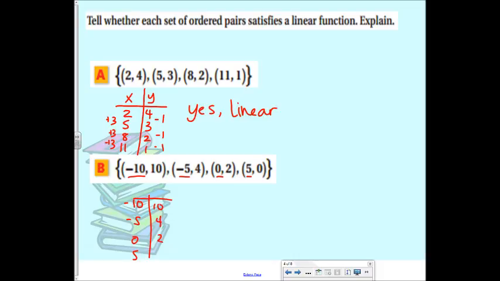And then how do I check if it's linear? If there's a constant rate of change. What's the rate of change for my x's? Plus 5. And it works all the way down? What about my y's? Minus 6, minus 2, minus 2. Okay, so is that a constant rate of change? So we would say, yes, it's a function, but it's not linear. All right, questions on those? Okay, go ahead and try them at your boards.